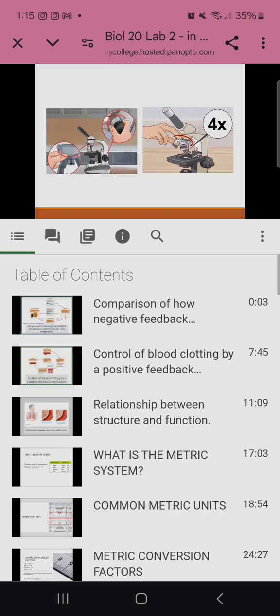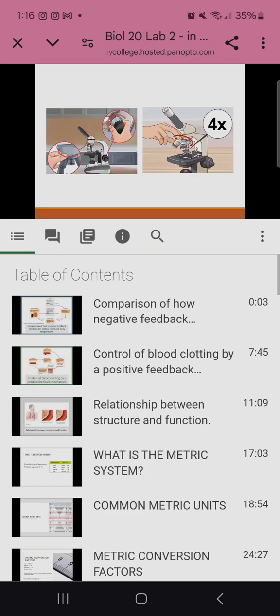After you go to 40 times, at 40 times, we do not use the coarse adjustment knob, okay? Because once you've hit 40 times, it means you're magnifying 400 times in total magnification. So if you move it, then you're gonna lose what you're looking at, okay? So at 40 times, you don't use the coarse adjustment knob. You only use the fine adjustment knob to see it clearly.